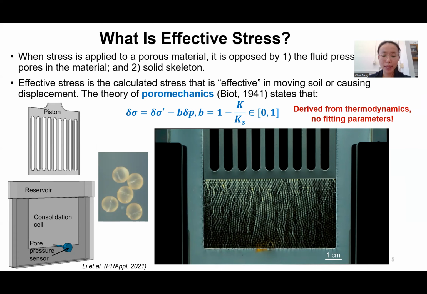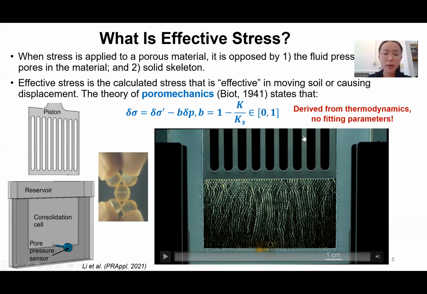The theory of poromechanics is derived from thermodynamics without any fitting parameters. It states that the change of total stress is taken up by both effective stress and pore pressure. Here, we take tensile as positive. The Biot coefficient is also introduced here to characterize the solid-fluid coupling strength, where K is the bulk modulus of the bulk volume and Ks is the modulus of the solid grain. The softer the material, the stronger the solid-fluid coupling.